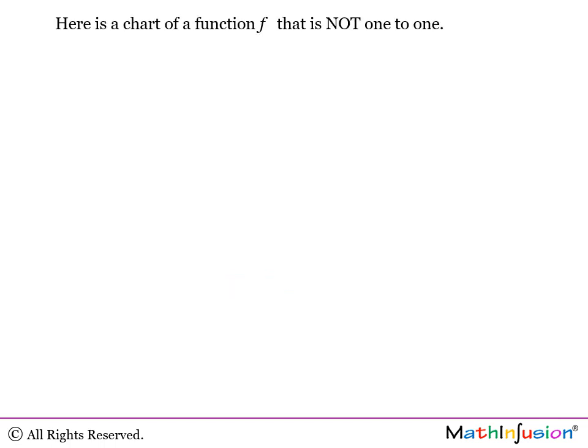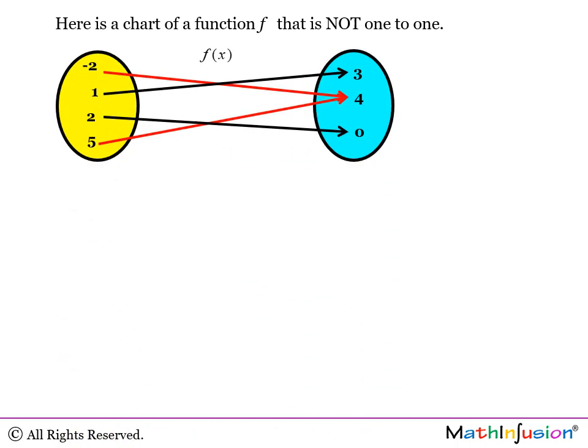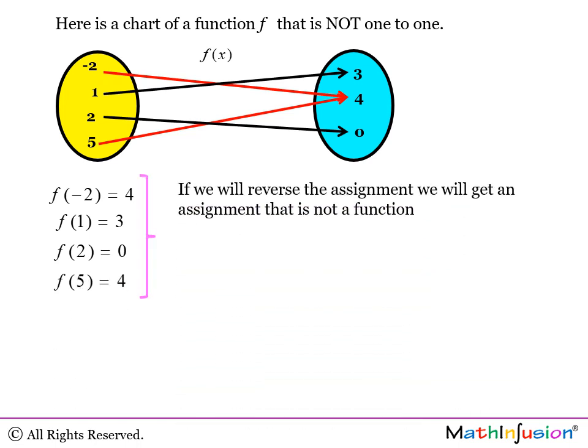Here is a chart of a function f that is not one-to-one. F of -2 is 4, f of 1 is 3, f of 2 is 0, and f of 5 is 4. So you can see here that f of -2 equals f of 5, which is 4, which means that if we reverse the assignment, we will get an assignment that is not a function.